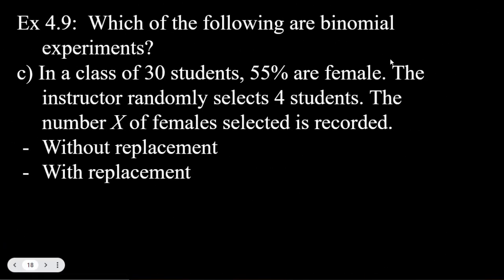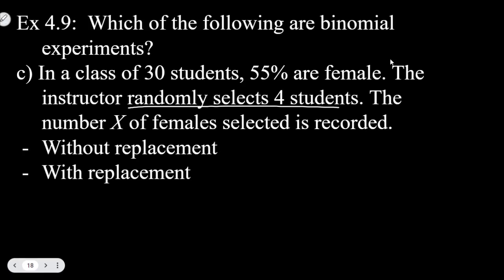Letter C. In a class of 30 students, 55% are female. The instructor randomly selects 4 students. The number X of females selected is recorded. So randomly selecting 4 students would be a fixed number of trials. There are 4 trials, so N is 4.